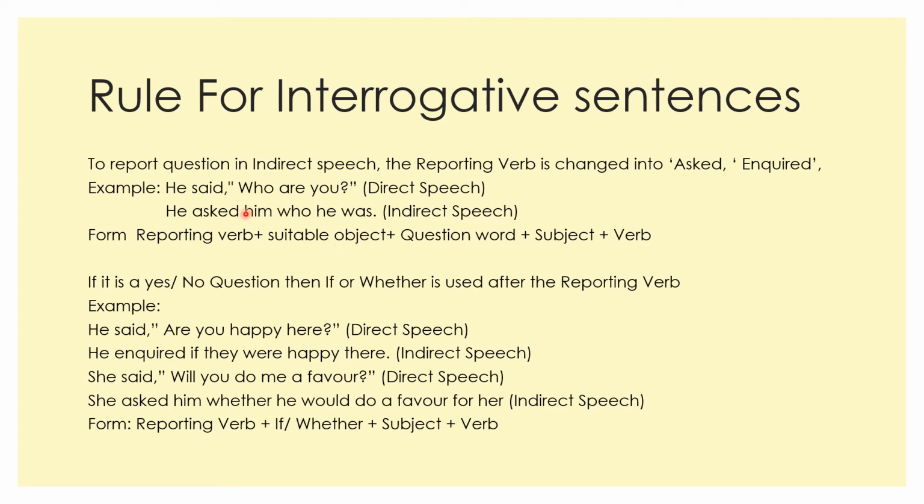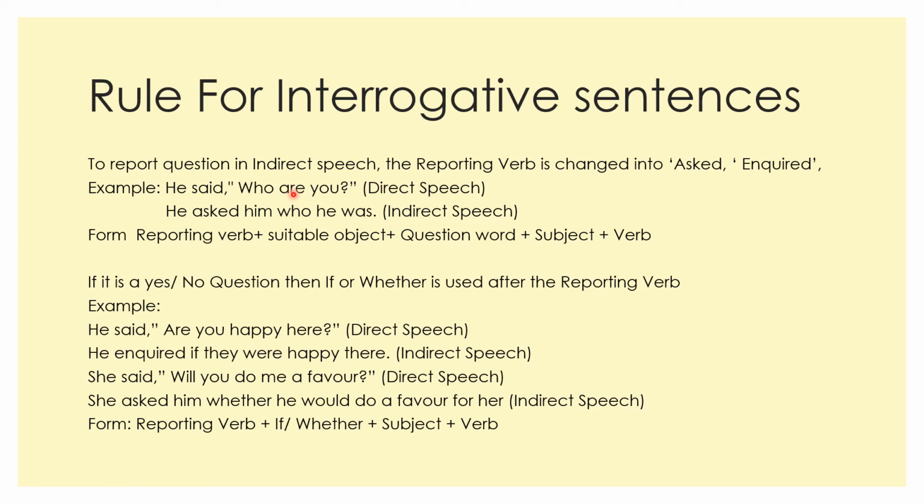You could use any suitable object. You could also use he asked her. Then the question word, that is who. Are you? Now here the subject, if I would say her, then it would be she. Because I have used him, I will use the subject he. So the question word who, the subject is he, and the verb here is was.